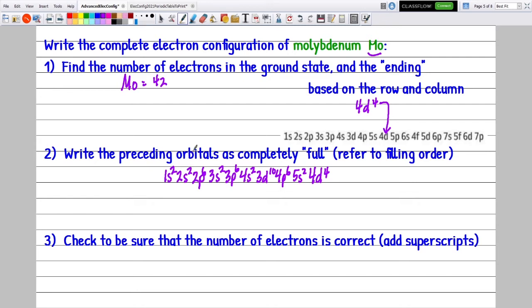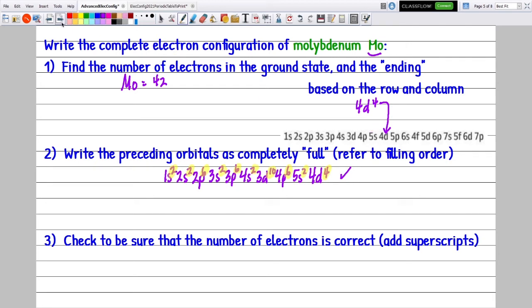Let's check. These superscripts should add up to 42. 2 plus 2 plus 6 is 10. Plus 2 plus 6 plus 2 is now 20. Plus another 10, that's 30. 36, 38, plus 4, 42. This is the correct electron configuration. At least that's what we will expect for molybdenum. All right?